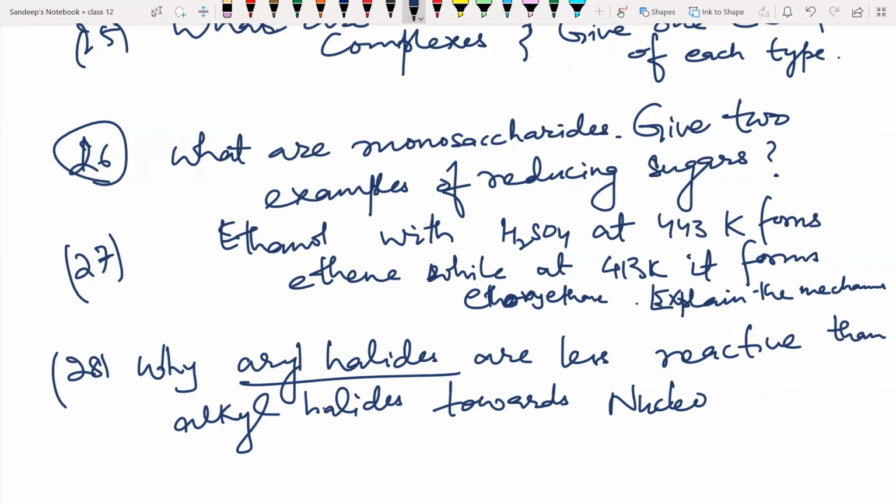Okay, and the phenyl carbocation is very unstable, and there is double bond character, which you very well know, due to resonance. So this causes double bond character which cannot be broken by a nucleophilic substitution reaction. So very, very important question.